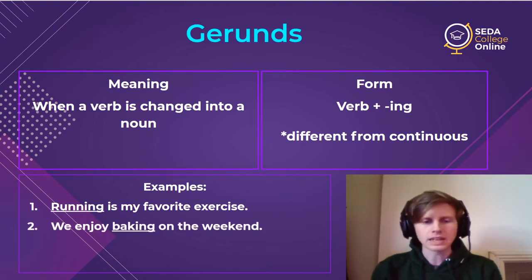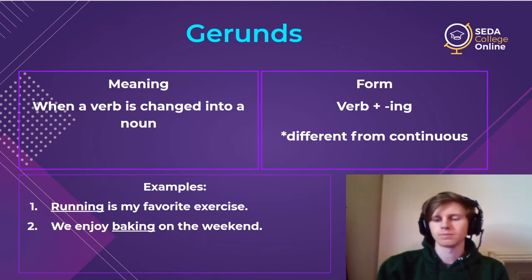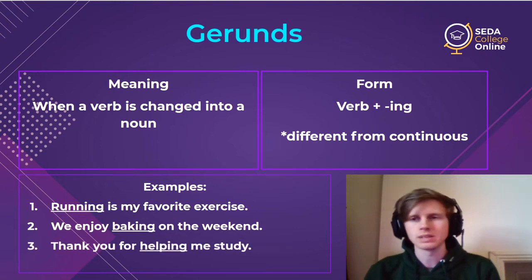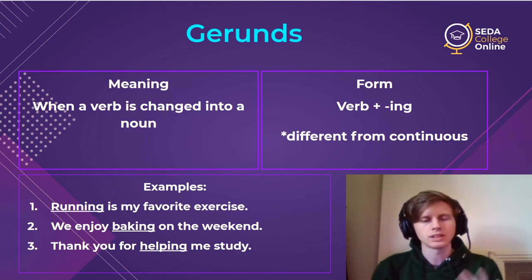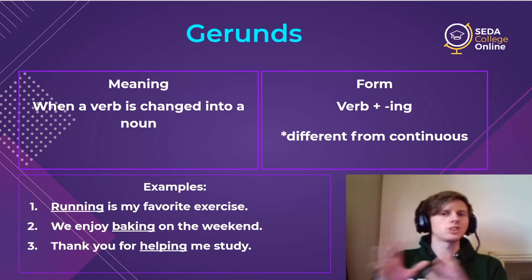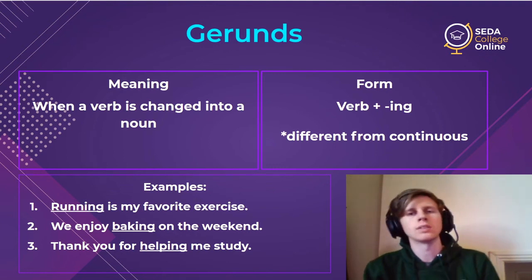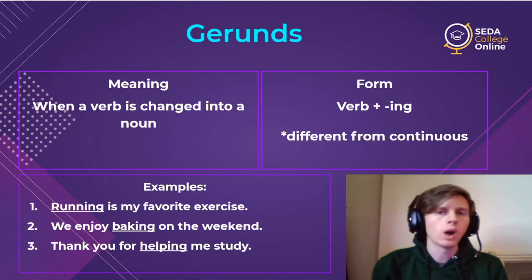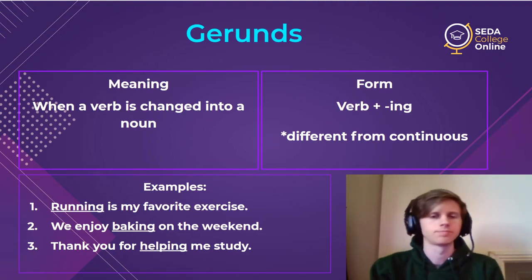Or we enjoy baking on the weekend. So baking here, I enjoy what? Well, I enjoy the action, so I can use the gerund, baking. Or thank you for helping me study. Thank you for what? Well, help or that action, so helping. You can use the gerund. So in all of these examples, that's what the gerund is. You want to talk about the action as a noun. So we're using a gerund in those contexts where you can say what or why, or the gerund will always try to answer those noun questions.